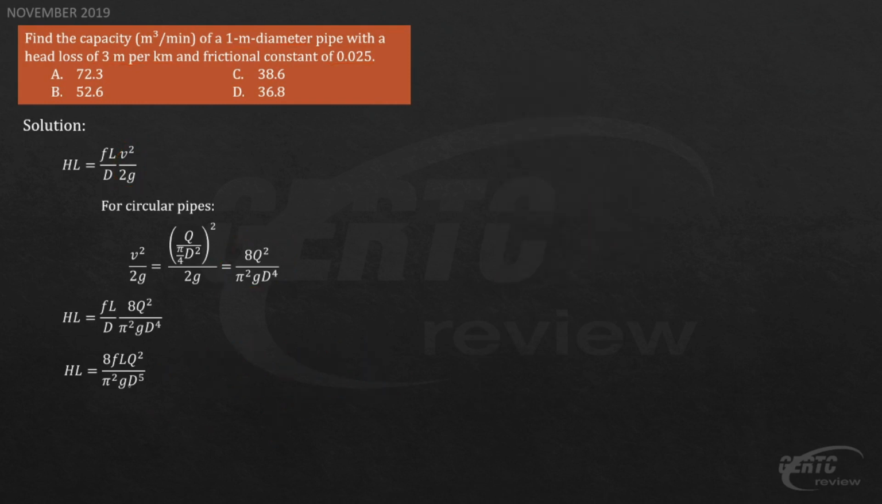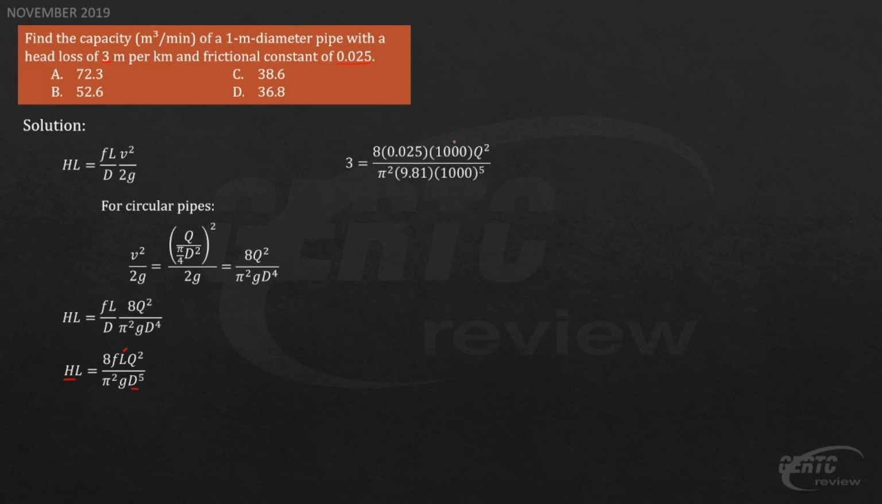Alright. So, here, the head loss is 3 meters per kilometer. So, meaning, the head loss is 3 meters, length natin 1 kilometer. The discharge ang hinahanap. The friction factor is 0.025. The diameter is 1 meter. So, your diameter here must be in meter. Your Q is cubic meter per second. L is in meter. Head loss is in meter. So, substituting the values, ito yan.